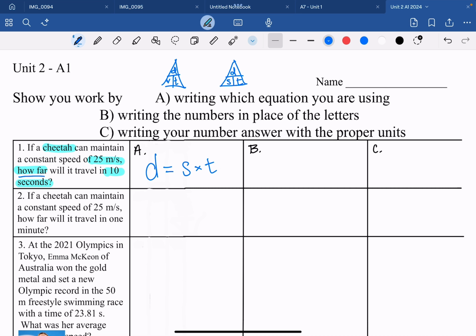All right, so B, we're going to put the numbers in place of the letters. So we got our formula here, distance equals speed multiplied by time. So look in the question, which one is our speed? Well, speed is given in meters per second in this case, 25 meters per second to be exact. So distance equals 25 meters per second. And we want to multiply that by the time, and that was 10 seconds. So 25 times 10, put that into your calculator, see what you get.